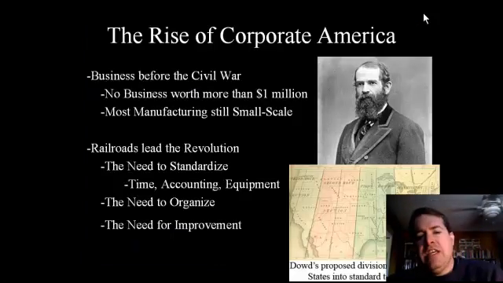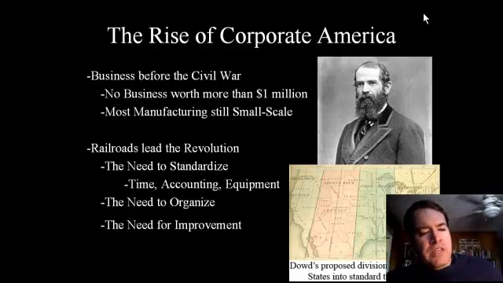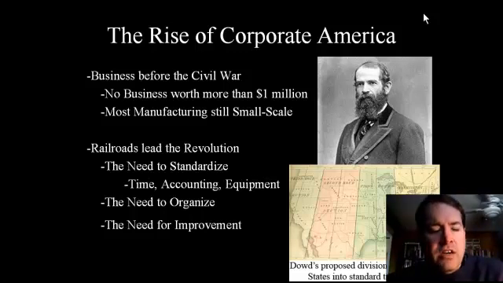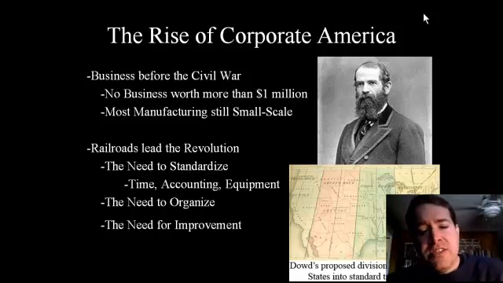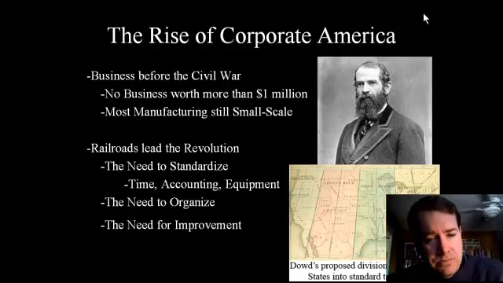You also see the need for improvement. And the railroads will consistently try and improve themselves both technologically and organizationally as they grow and evolve. One of the improvements that railroads will focus in on is safety. Not because they're in business to be safe. They're in business to make money. But it's bad business if you kill your customer.